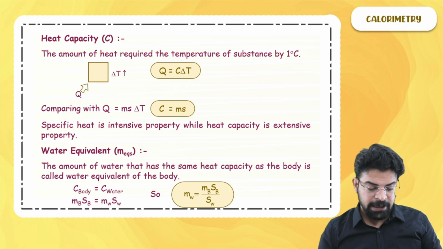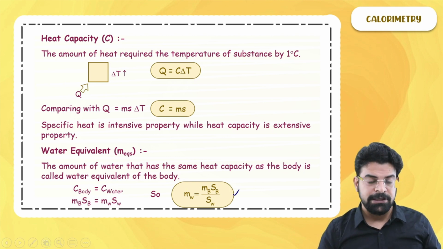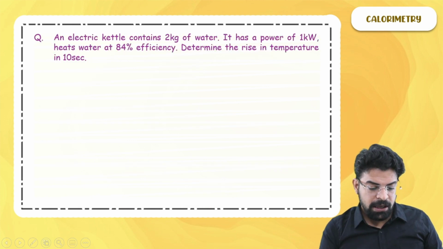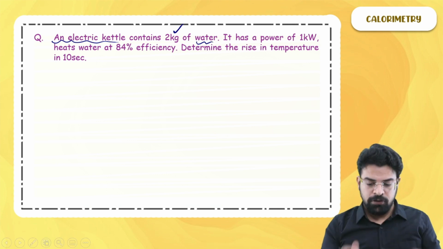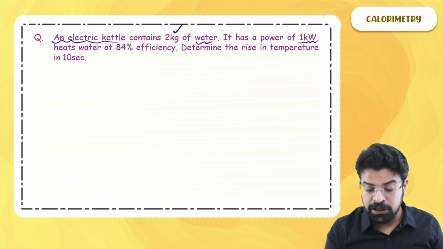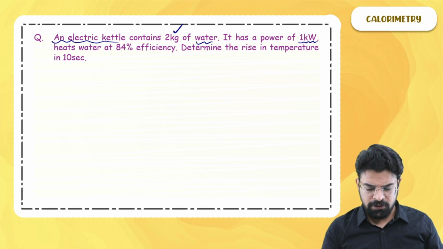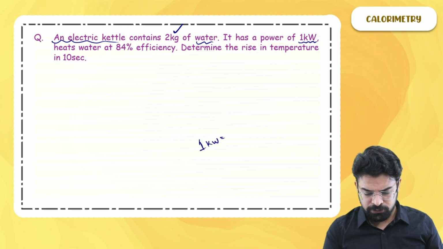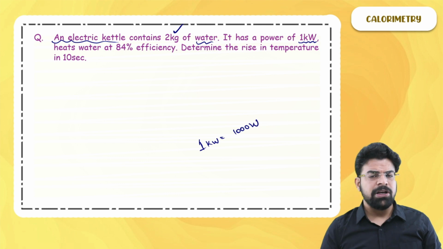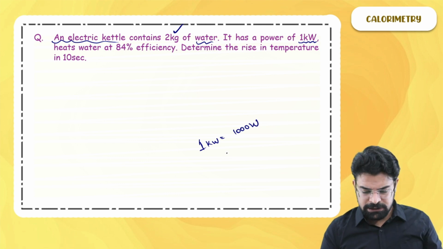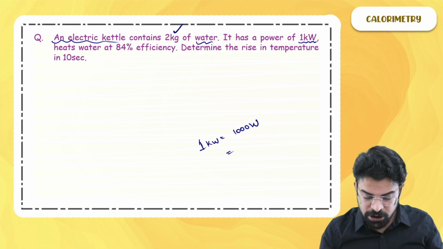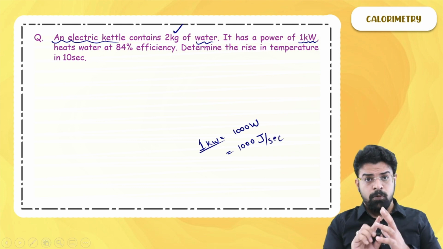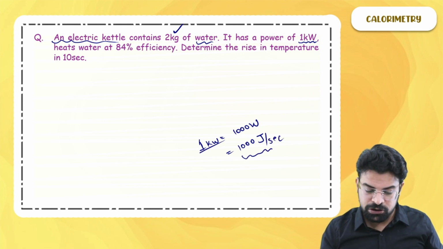So let's see one example to understand the meaning of these things. The first example. An electric kettle contains 2 kg of water. It has a power of 1 kilowatt. What is the meaning of 1 kilowatt? 1 kilowatt means 1000 watt. And what is the meaning of 1 watt? Watt is the unit of power. Energy transferred per second, that is watt. So you can think of 1000 watt as 1000 joule per second. So when I say 1 kilowatt, it is as good as saying 1000 joule per second.